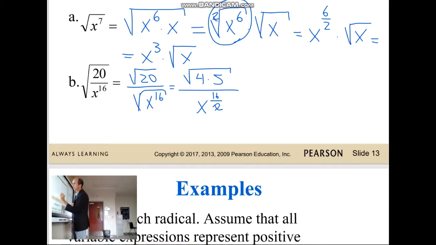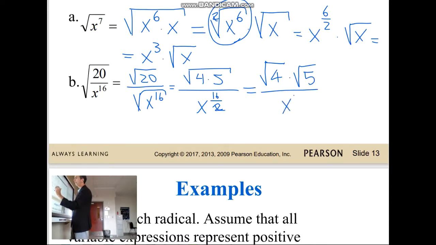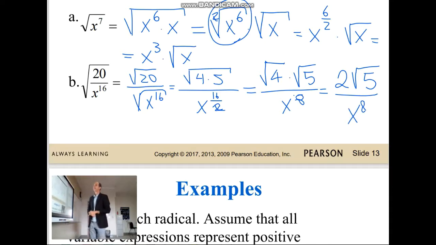Let me adjust this. Over 2. On the numerator we apply the product rule. We rewrite the square root of 4 times the square root of 5 over x exponent 8. And we know that the square root of 4 is 2. So 2 square root of 5 over x exponent 8. This is the result of the simplification.